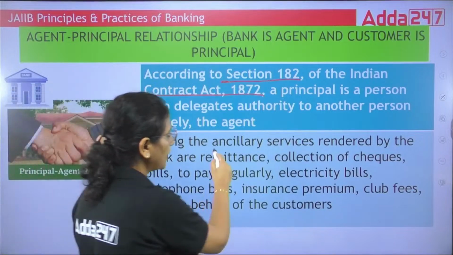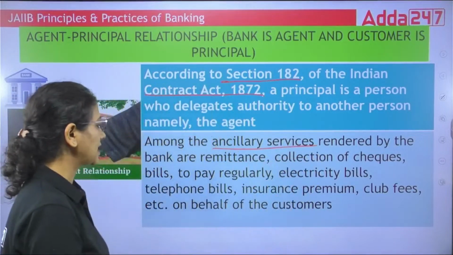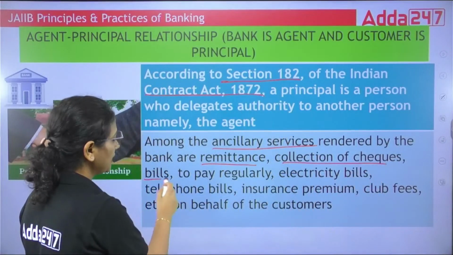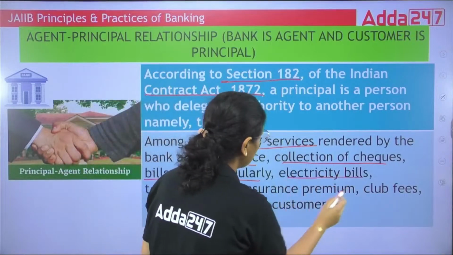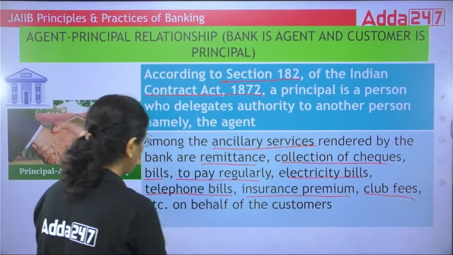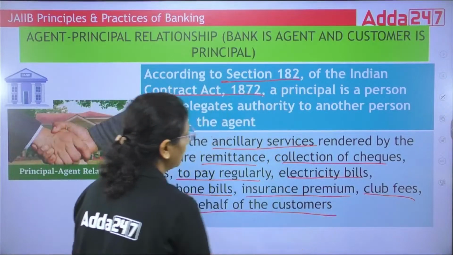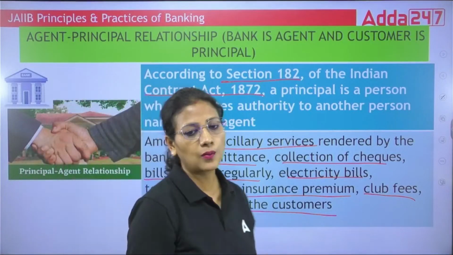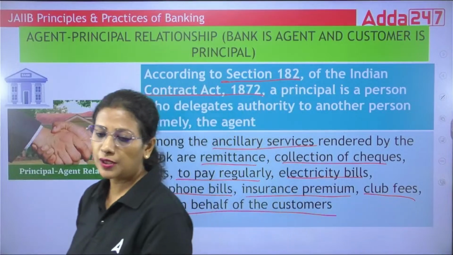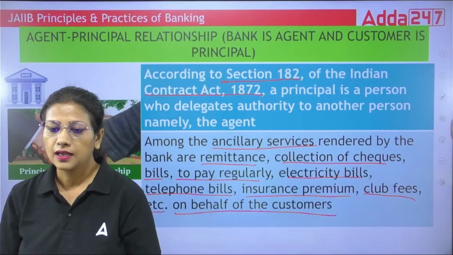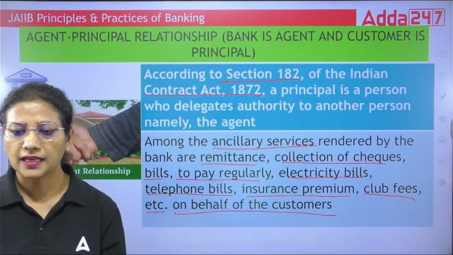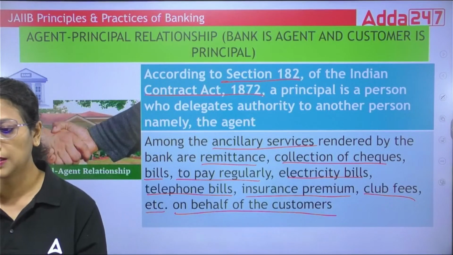Now, among ancillary services which the bank provides, like remittance, collection of check, bills to pay regularly, electricity bills, telephone bills, insurance premium, club fees, etc. on behalf of the customer, in these cases, bank will act as an agent of the principal. So we will be doing work on behalf of the customer, and these are some of the cases under which the bank works on behalf of the customer.